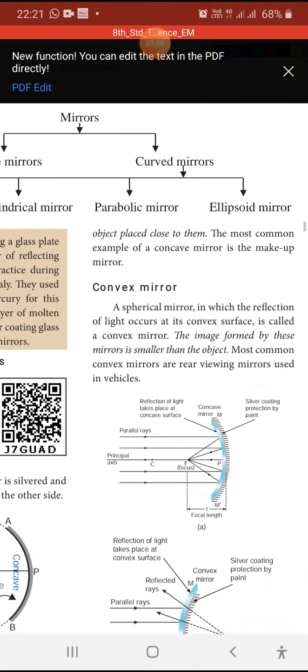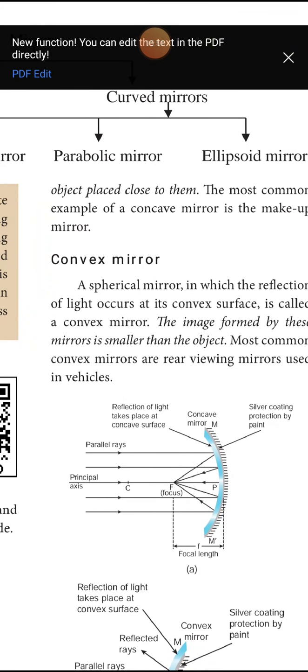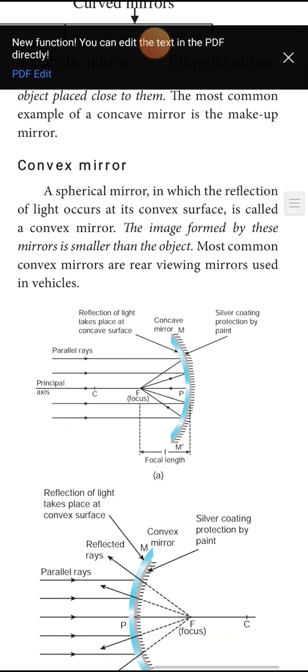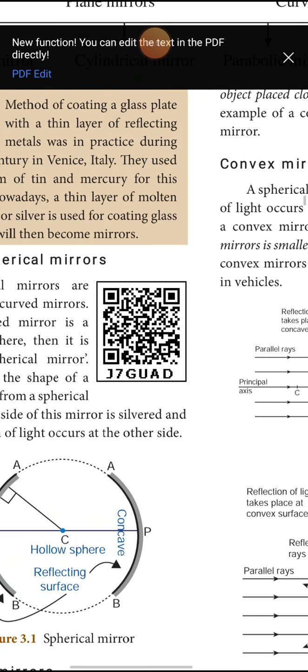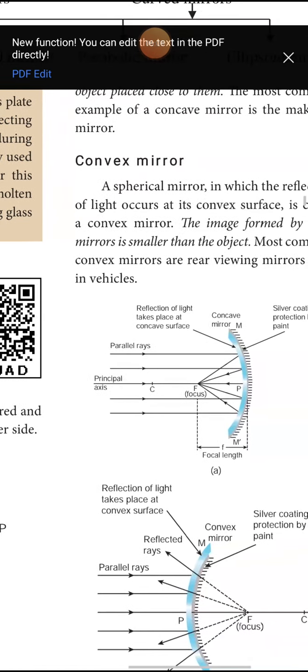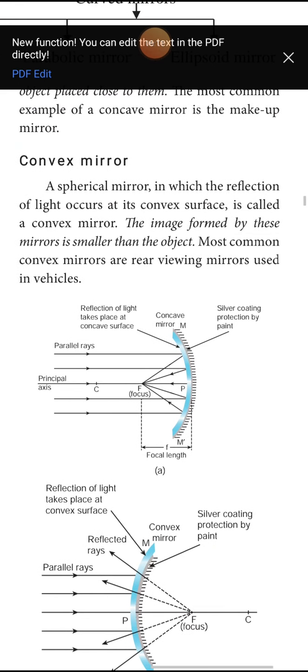Then the convex mirror. A convex mirror will always show diminished images. It is a spherical mirror in which the reflection of light occurs on its convex surface. The bulged surface of your spoon is called the convex surface. So if the reflecting part is that convex surface, that mirror is called a convex mirror. The image formed by this mirror is always smaller than the object.